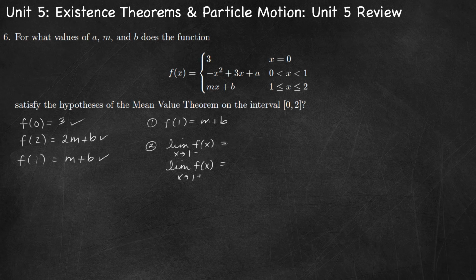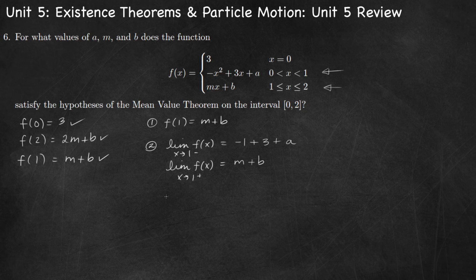Limit from the left. Numbers to the left of 1 are in the second piece. And we're going to evaluate that limit using substitution. So I'm looking at this second piece and I'm letting x equal 1. That gives me negative 1 plus 3 plus a. To find the limit as x approaches 1 from the right. Numbers to the right of 1 are larger than 1, so now we're in this bottom piece. And I'm using substitution, so I'm going to let x equal 1. I get m plus b.